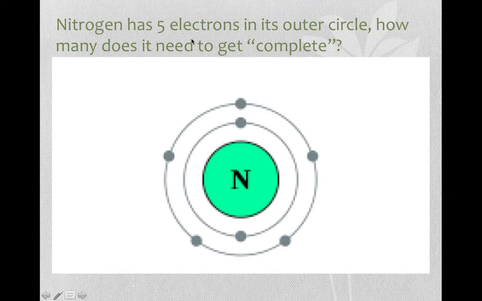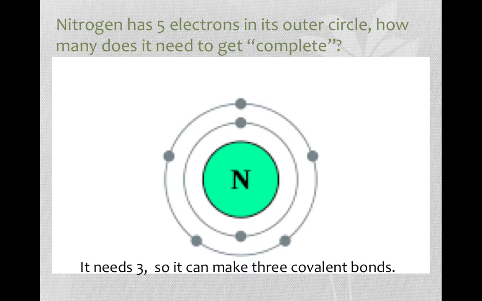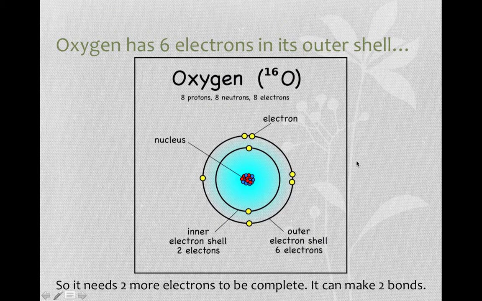Nitrogen has 5 electrons. So in its outer circle, its valence circle, it's got 5 electrons. How many would it need to get complete, to be happy? Well, you know it needs 8 altogether, so that means it can bond 3 times. So nitrogen can make 3 covalent bonds. Oxygen has 6 electrons in its outer shell, so that means it needs 2 more electrons to be complete. So it can make 2 bonds. And that's it. That's all you need.